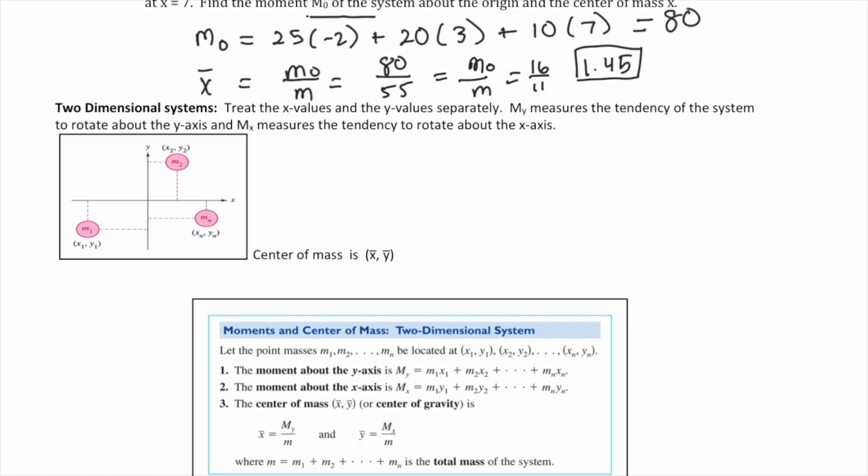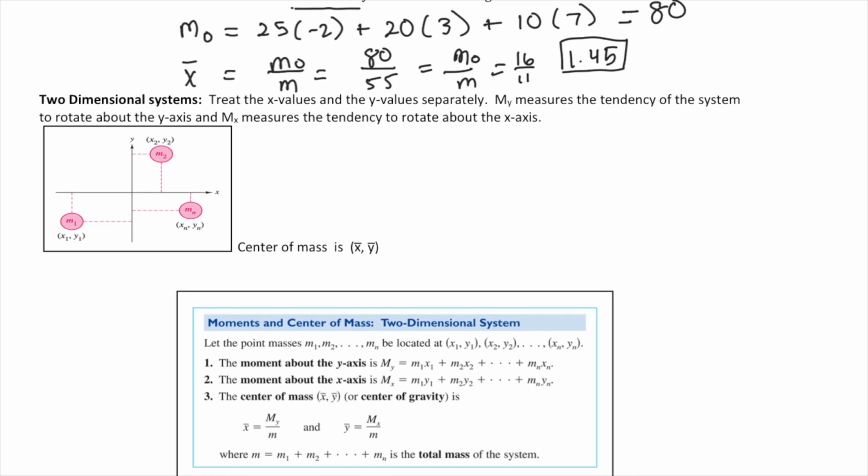All right, now let's think about what happens in 2 dimensions. We're going to treat the x values and y values separately. Now, the moments about the y measure the tendency of the system to rotate about your y-axis, and the moments about the x are your tendencies to rotate about your x-axis. So let's explore that just a little bit further.